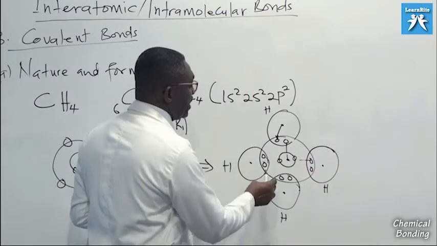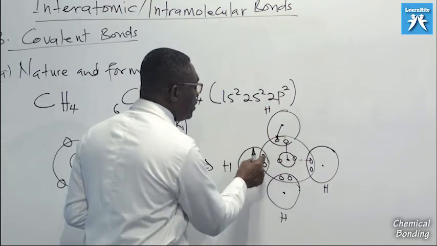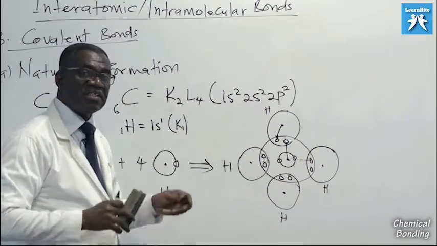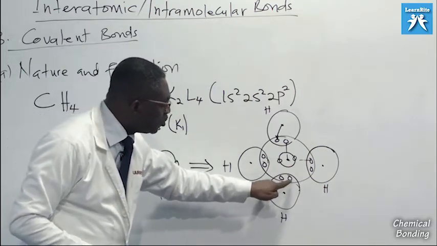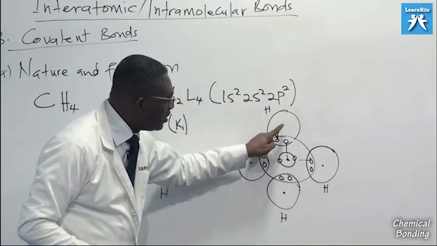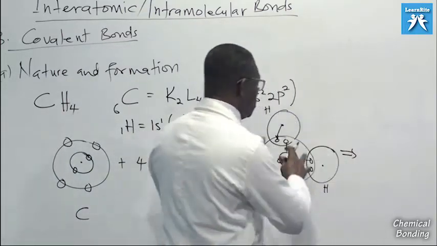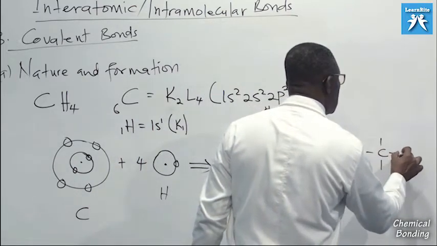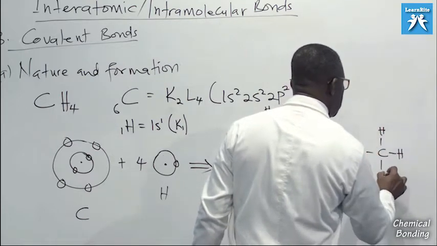In all, if you look at this carbon, it will have 8 electrons: 1, 2, 3, 4, 5, 6, 7, 8. So it is satisfied. It has completed its octet. Each hydrogen atom also assumes 2 electrons. So this hydrogen is satisfied, that hydrogen is satisfied, that hydrogen is satisfied, and that one is also satisfied. So in simple terms, we look at this structure as carbon, hydrogen bond, that is an electron pair, hydrogen bond, hydrogen bond, hydrogen bond.